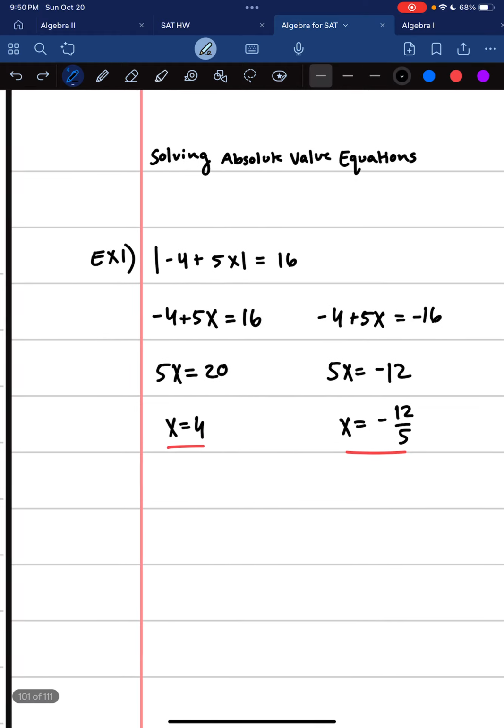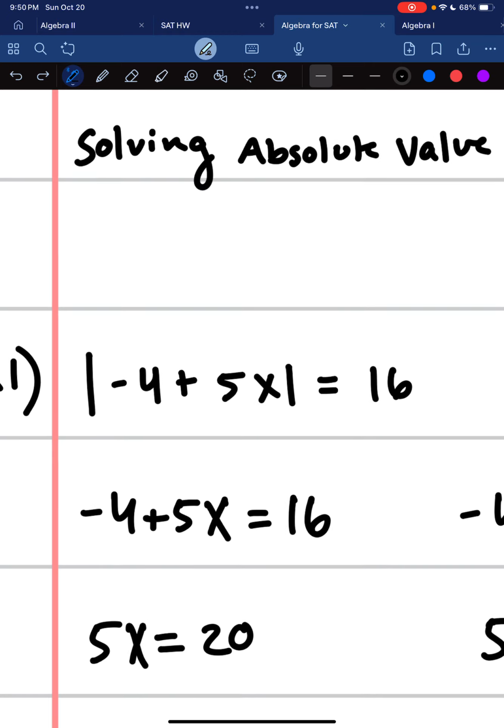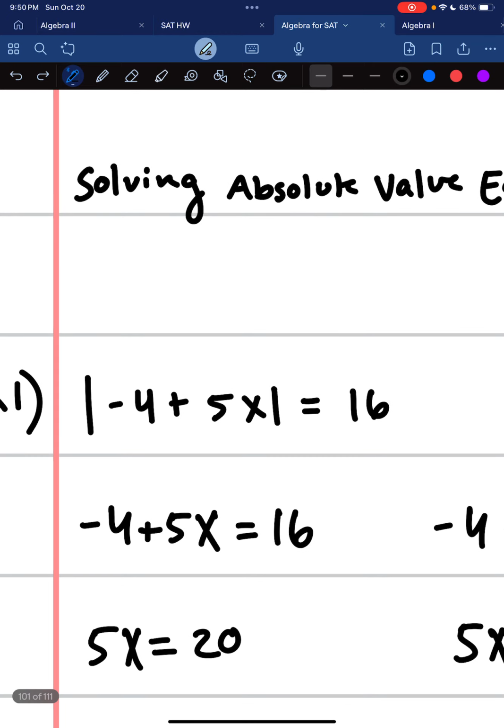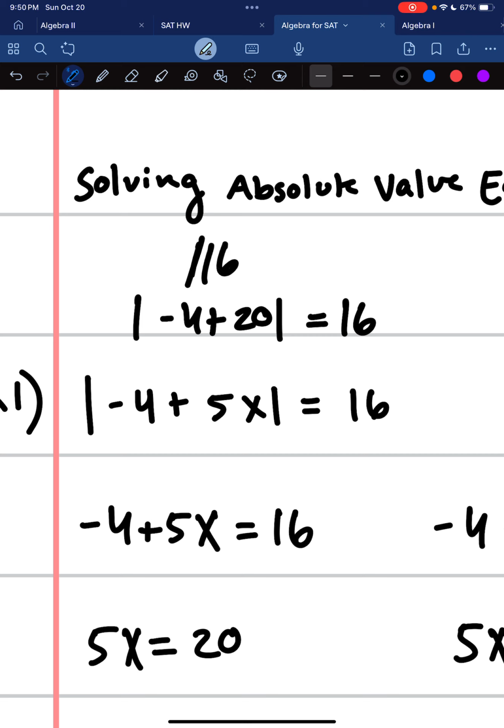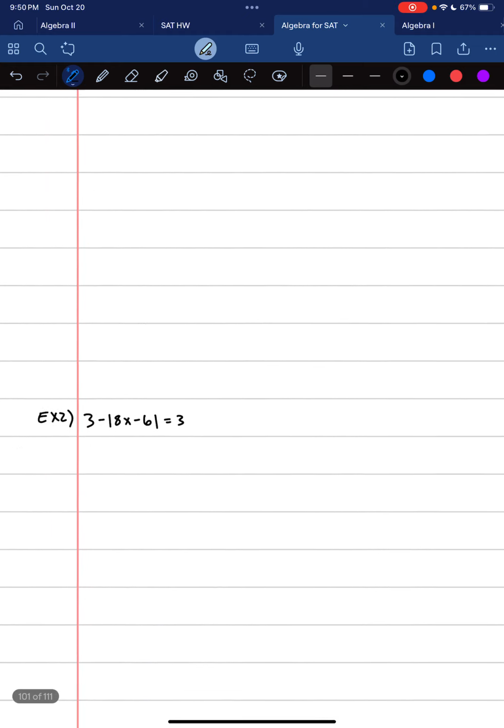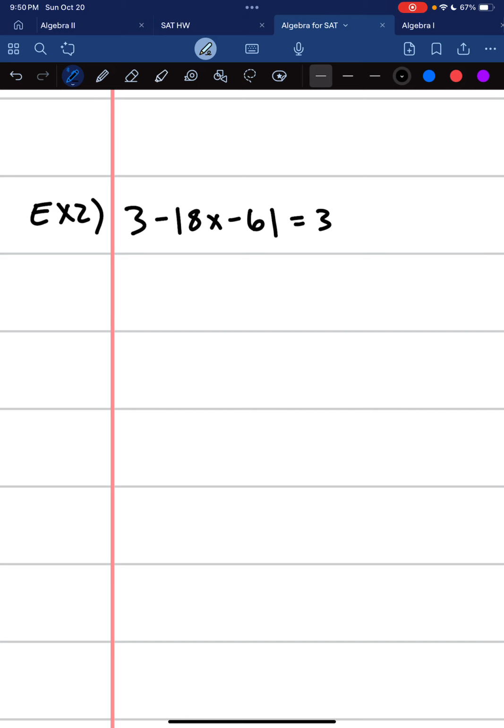We can go ahead and just quickly plug in x equals 4 to check. If we plug in x equals 4, we get the absolute value of, let's see, negative 4 plus 20, which is equal to 16. Negative 4 plus 20 is 16, so the absolute value of 16 equals 16, which is true. Alright, now let's look at number 2.